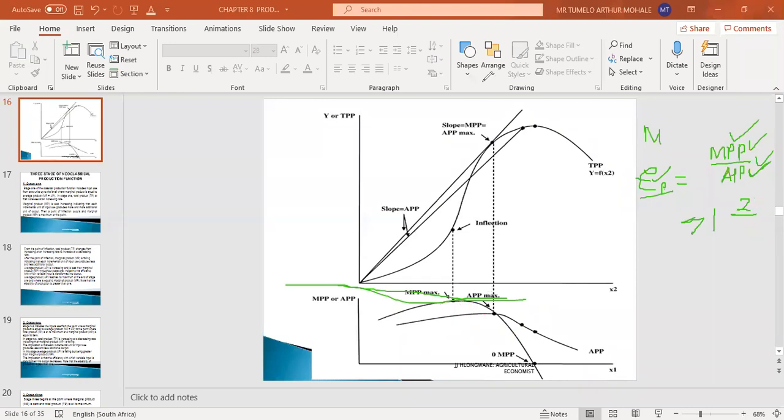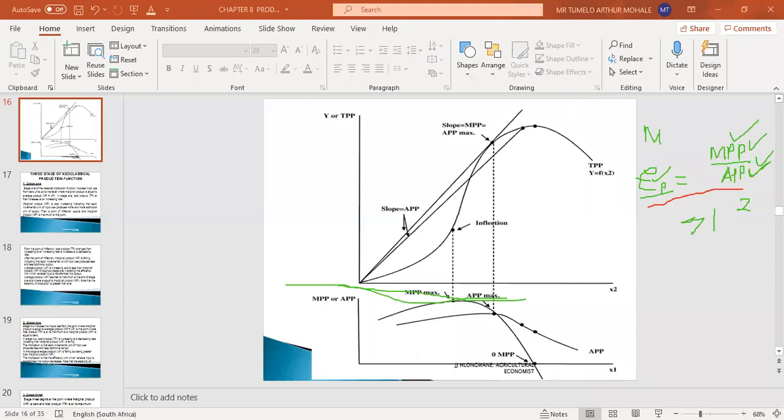So there is a statement that says in stage 1, the elasticity of production, which is the EP, is greater than 1. And we know that when we calculate elasticity of production, we say EP equals MPP over APP.